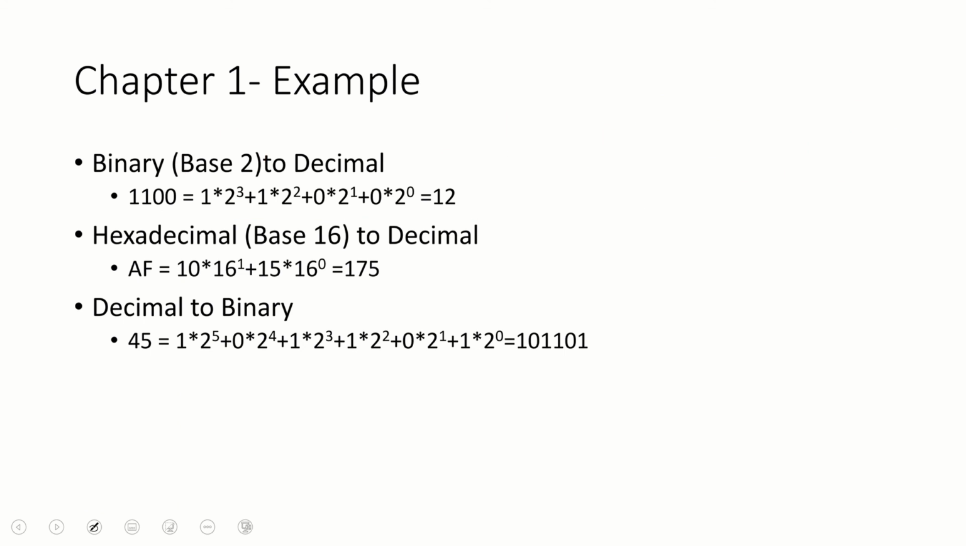Another one is how you convert hexadecimal to decimal. This one will be very similar, but you should know which decimal number each letter stands for. A to F is 10 to 15. So A is equal to 10 and F is equal to 15.